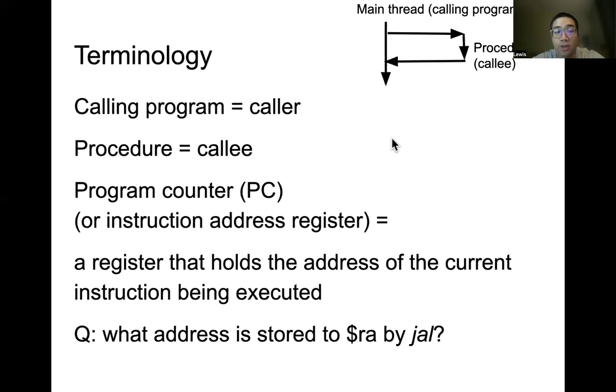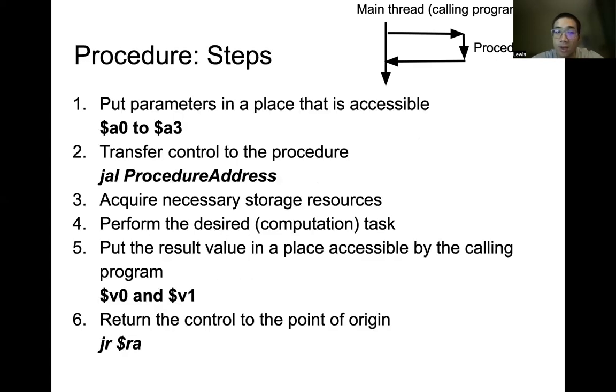Then the terminology that we will use: the calling program, sometimes we call it the caller, is the main thread, and it's calling the callee, which is the procedure. And then remember, we also use the program counter to store the instruction that needs to be executed. All right, so one exercise for you is to figure out, when we use JAL, what is the address that we will store inside the return address register, or register RA. Remember that we have 6 steps.